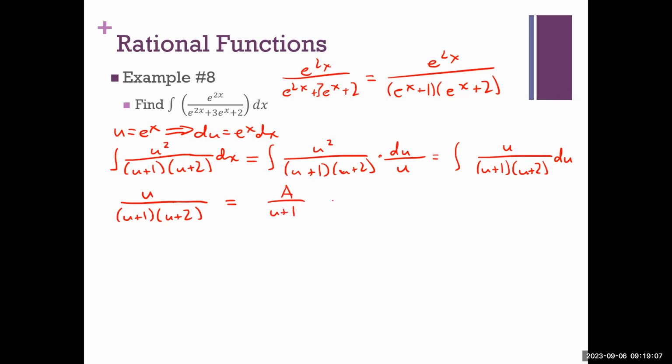A over u plus 1 plus B over u plus 2. Do we agree with that? All right, how do we move forward from that place? You multiply the denominator on both sides. Okay. Clearing the fractions gives me u equals A times (u plus 2) plus B times (u plus 1).